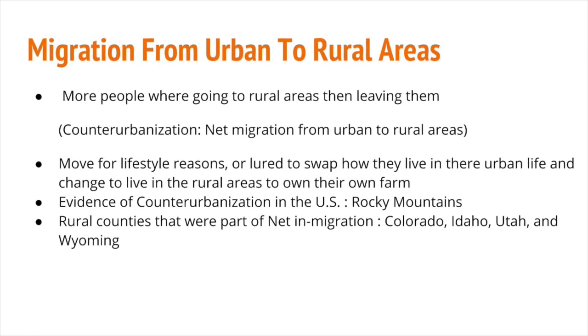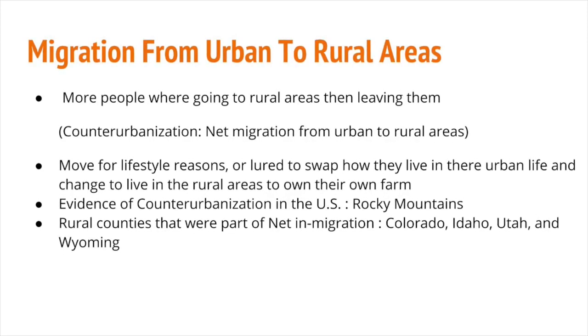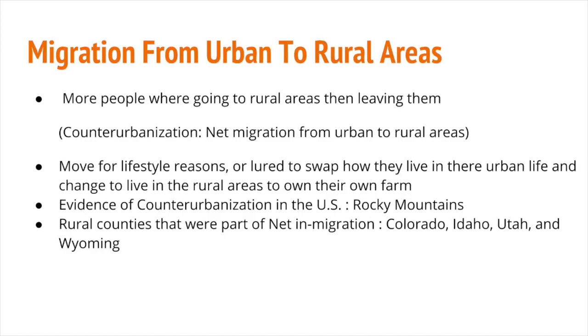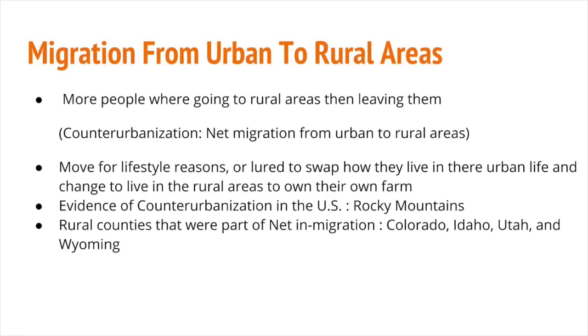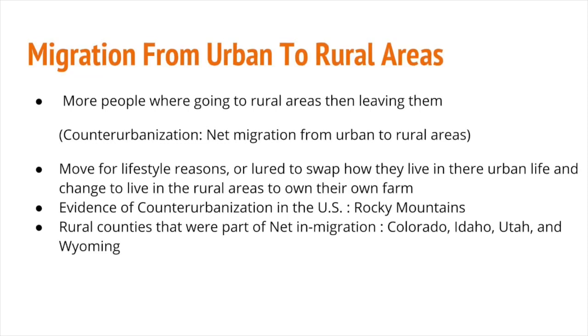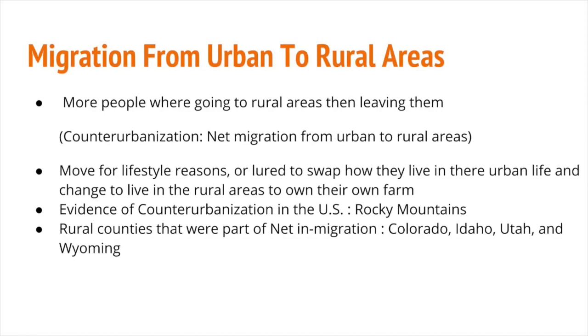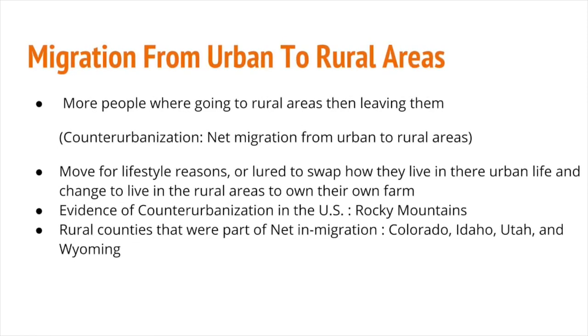Counter-urbanization will mostly be found in the Rocky Mountains in the U.S., and rural counties in states like Colorado, Idaho, Utah, and Wyoming. Technology also helps a lot because it allows you to work anywhere and be able to buy your necessities online and get them shipped to your house in a couple of days.